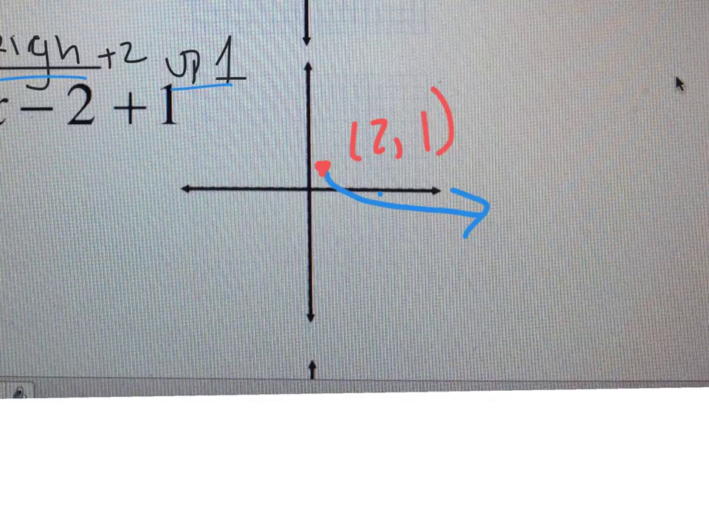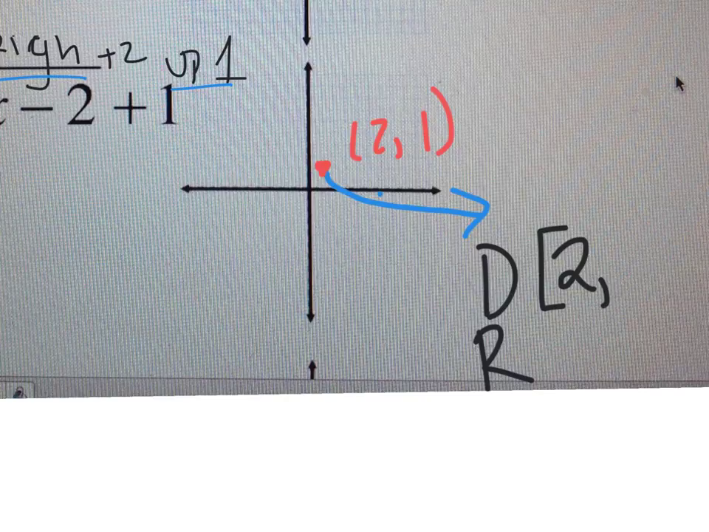That point is so important because the next thing our question asks us is what is the domain and what is the range? So our domain is how far left it goes, and we know the furthest left it goes is not -2, but just 2. And the highest it goes is positive infinity.